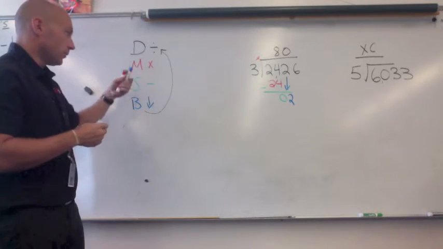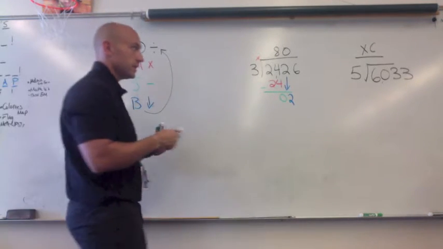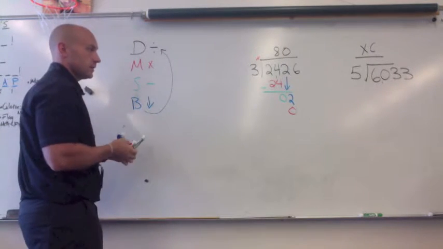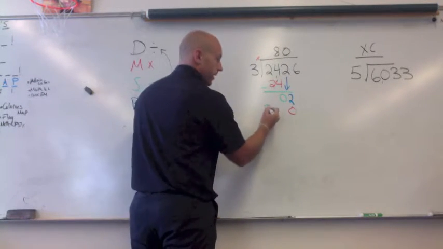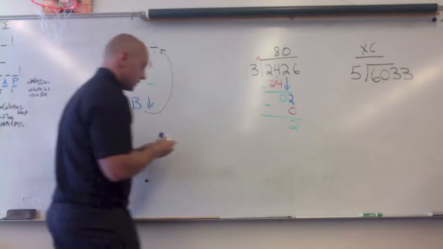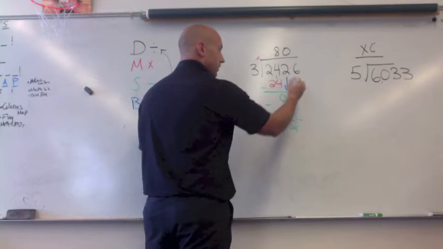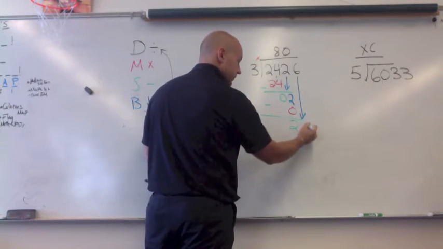And now we multiply. 0 times 3 is 0. And now we subtract. 2 minus 0 is 2. And now we bring down. So we have one number to bring down. We bring down the 6.